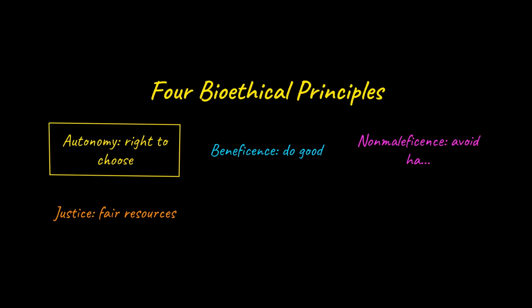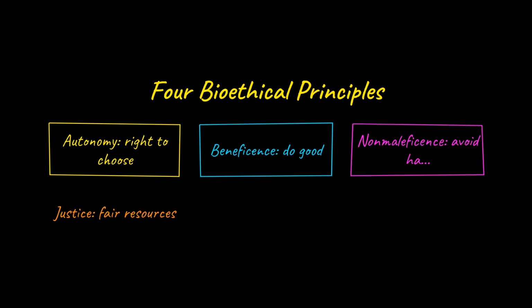Exam questions often offer lookalike principles as distractors. Beneficence is doing good. Non-maleficence is avoiding harm. Justice is fair allocation of resources. Only autonomy specifically protects the individual's right to self-determination. None of the others name that right.